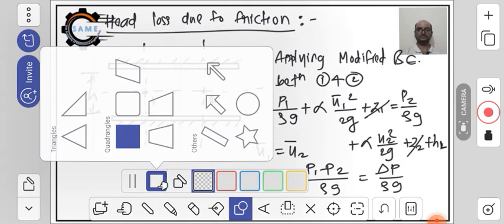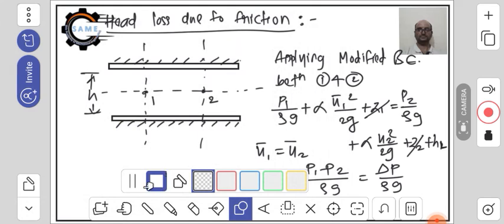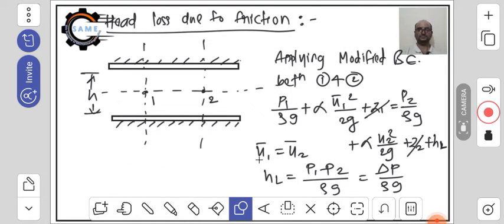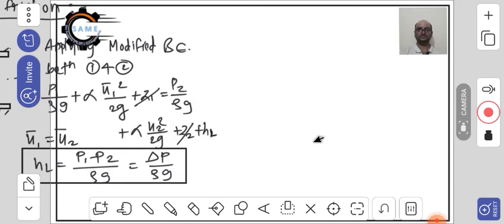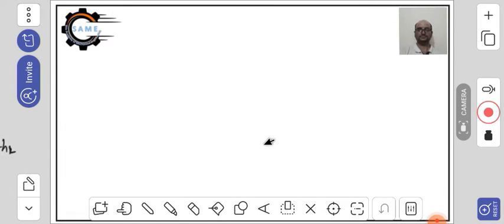Let me put it in a box. Yes, this is the head loss, delta P by rho g.